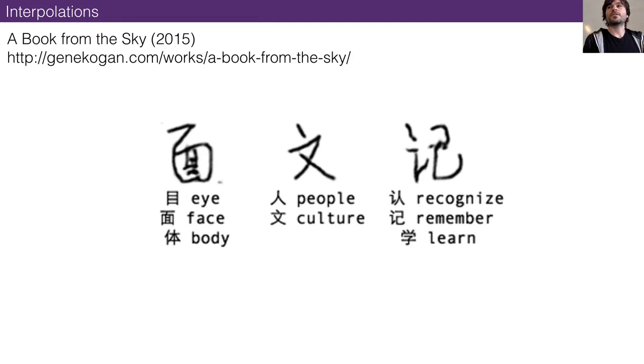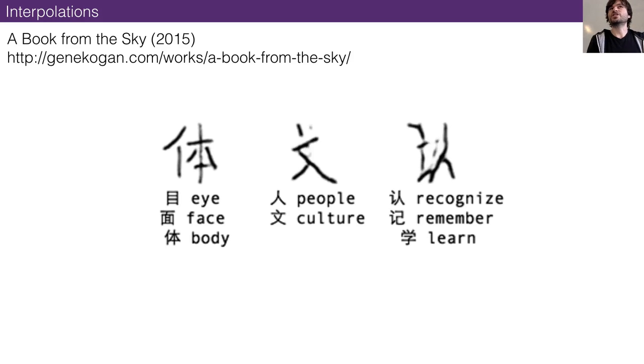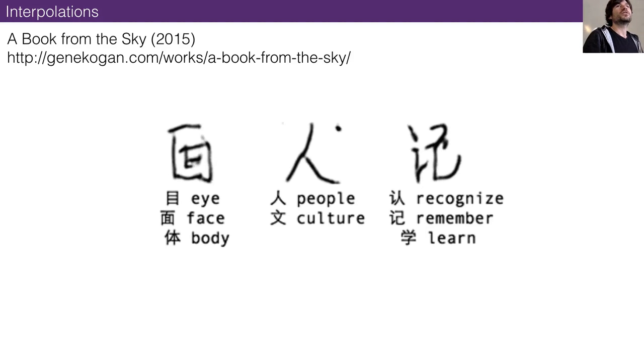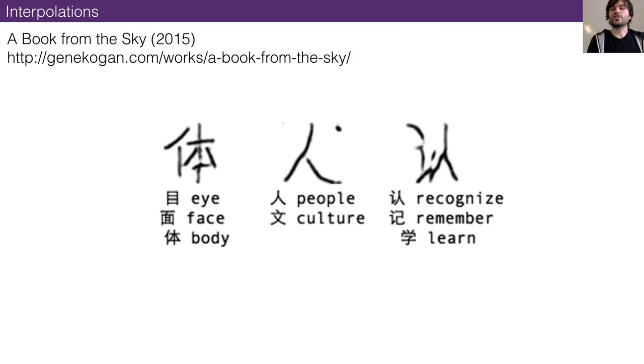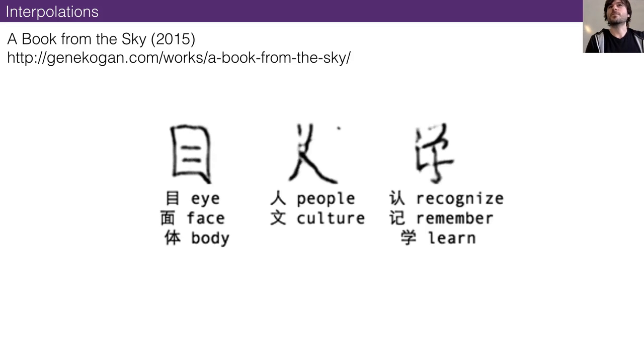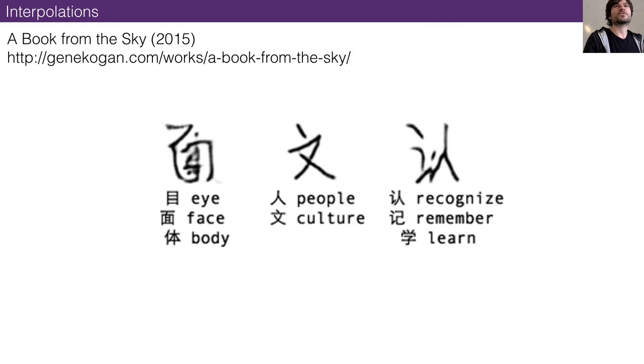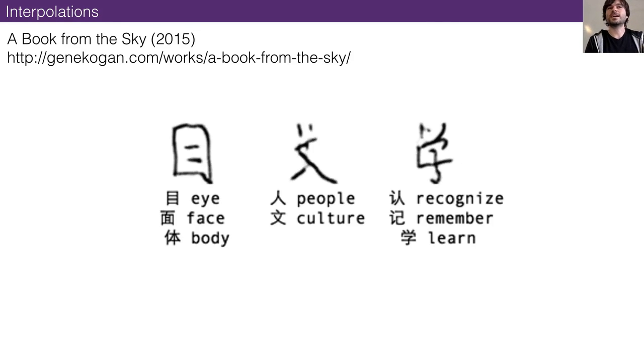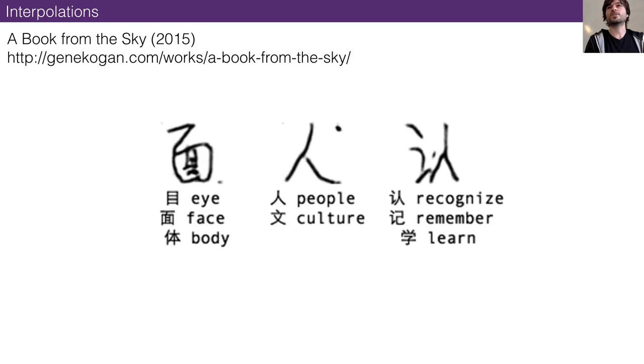Then, like with the numbers, you can do interpolations between characters, right? So here, okay, look at the one in the middle. It's going from the character for people to the character for culture. I know it doesn't translate one-to-one exactly in English, but those are very rough translations.